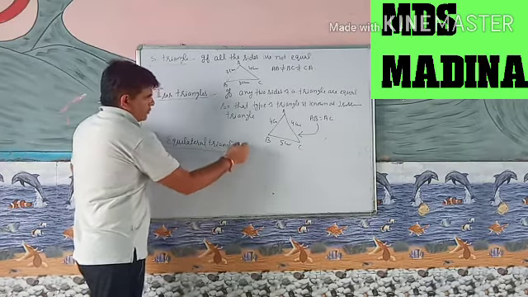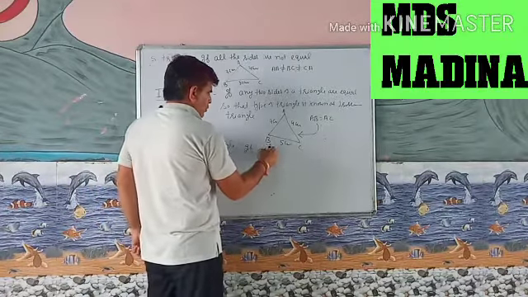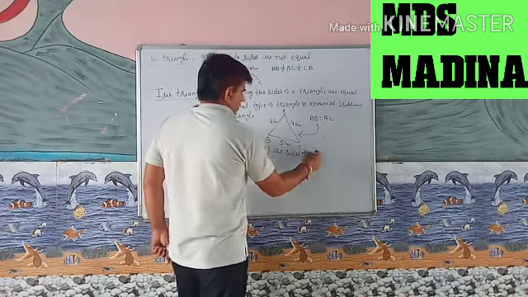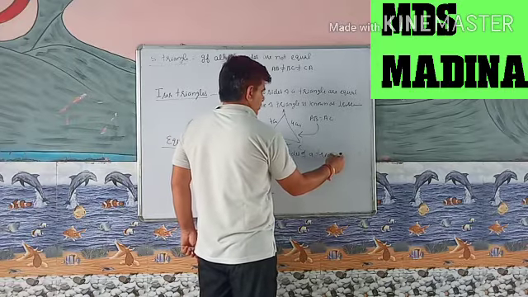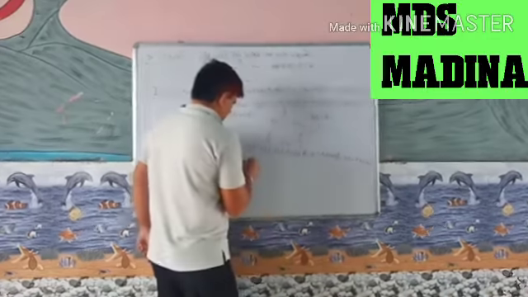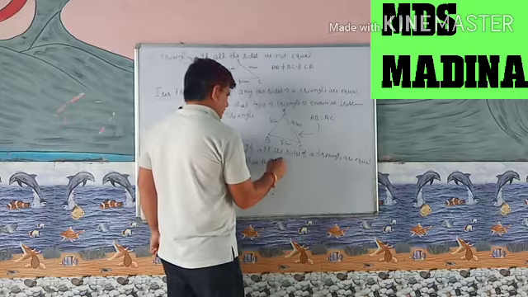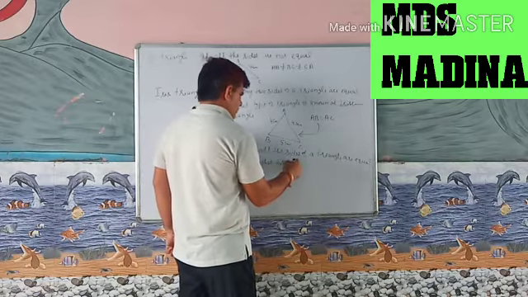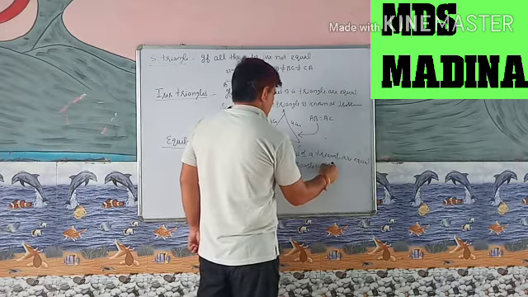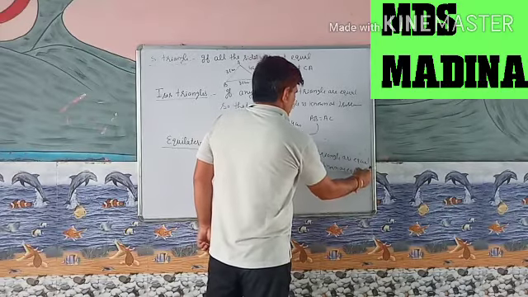Already I think all of you know, if all the sides of a triangle are equal, then that type of triangle is known as an equilateral triangle.